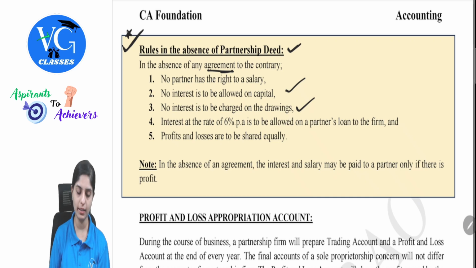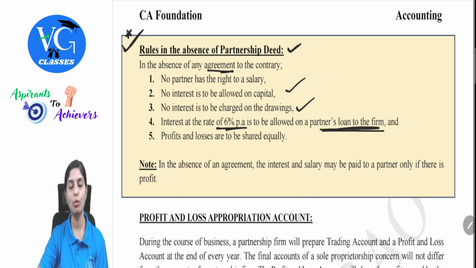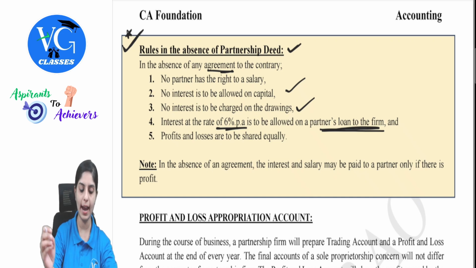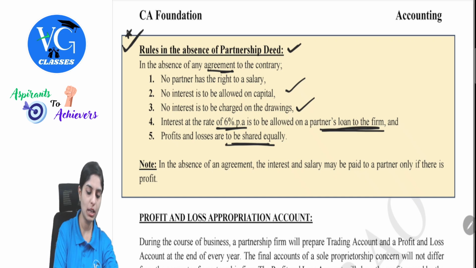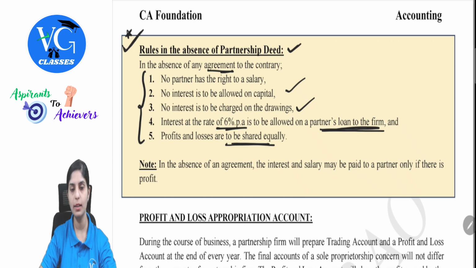Next point is again connected to interest. Interest at the rate of 6% per annum. Now this is with respect to what is to be allowed on a partner's loan to the firm. If there is any loan granted by a partner to the partnership firm, in the case where there is no partnership deed present, you are only supposed to take 6% as the rate of interest. That's what this point means. And profits and losses are to be shared equally. So there are totally 5 pointers which we need to consider.